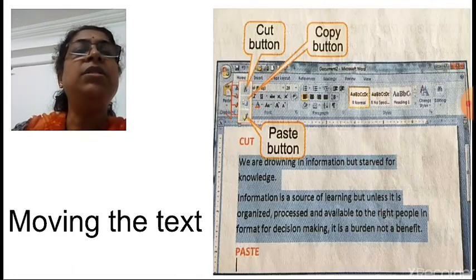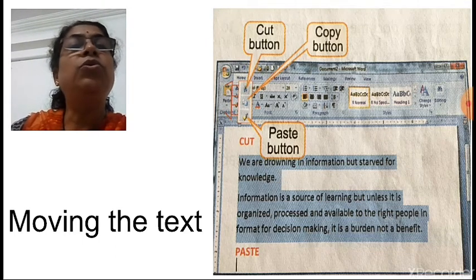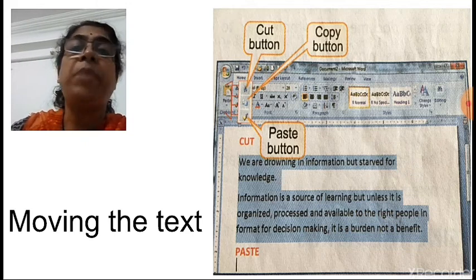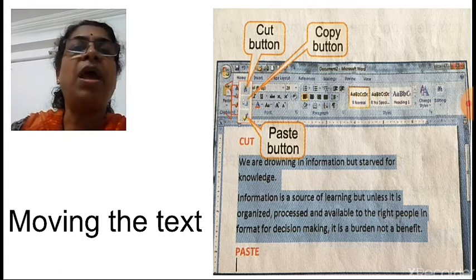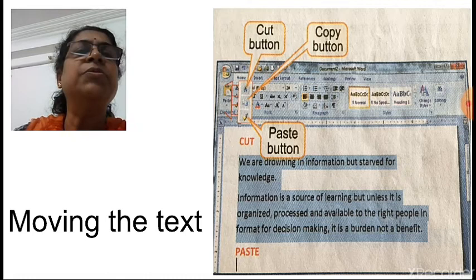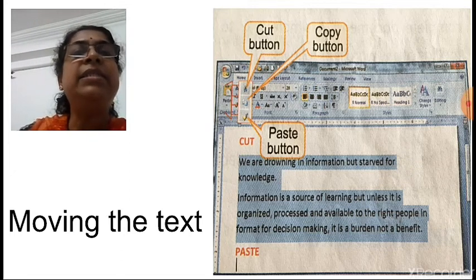Now after that, suppose you want to move the text from one place to another place in the same document. So the options to cut, copy or paste the text are available in the Home tab. The Clipboard group is there, the first group of the Home tab, where the cut, copy and paste options are available. For this, what you have to do is select the text first.